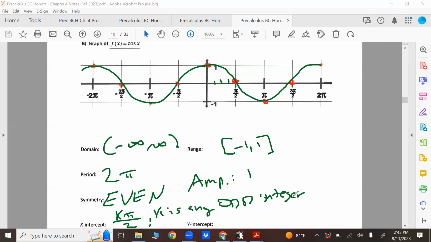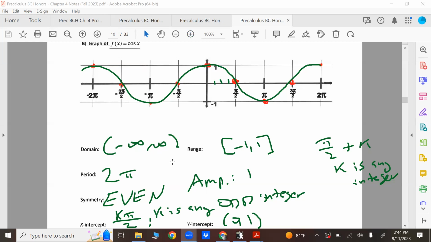Or some of you guys could also say pi over 2 plus k, where k is any integer. That works too. It's up to you. I decided to do k pi over 2. But I say k is any odd integer if I say k pi over 2. So it just depends how you define it. Totally up to you. The y-intercept is 0, 1. Okay, there's more, obviously. Questions so far? No?